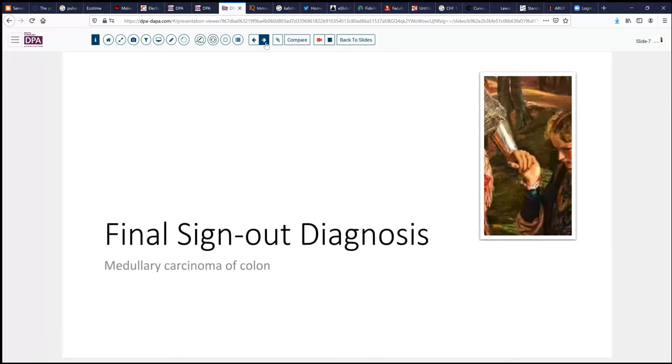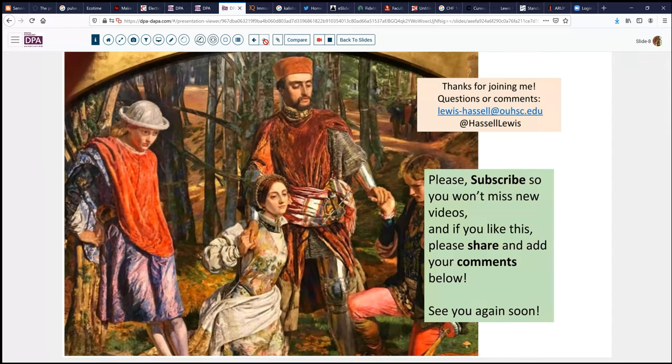So that summarizes it. Our final diagnosis for today is medullary carcinoma of the colon. And we hope that that will help you in the next encounter.